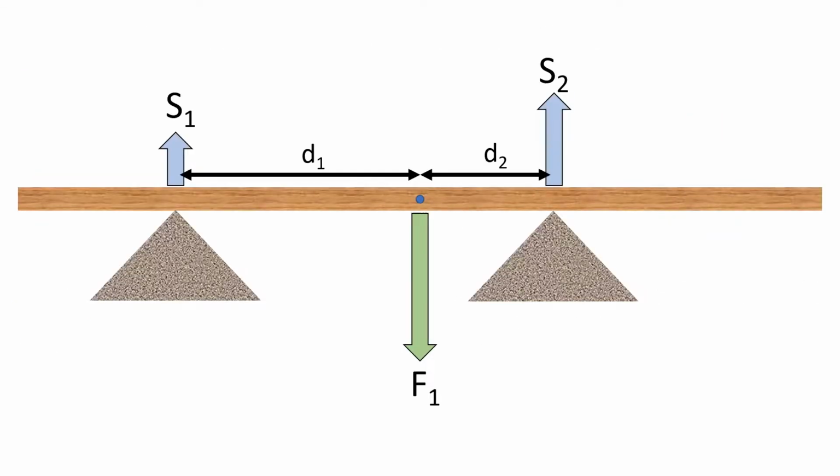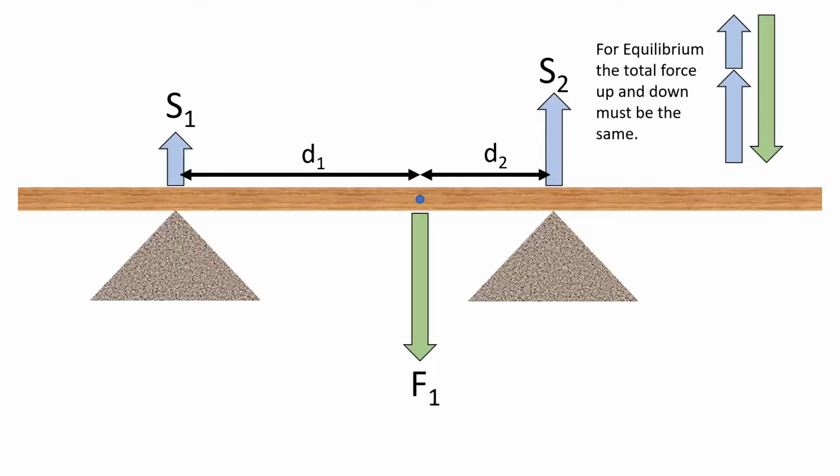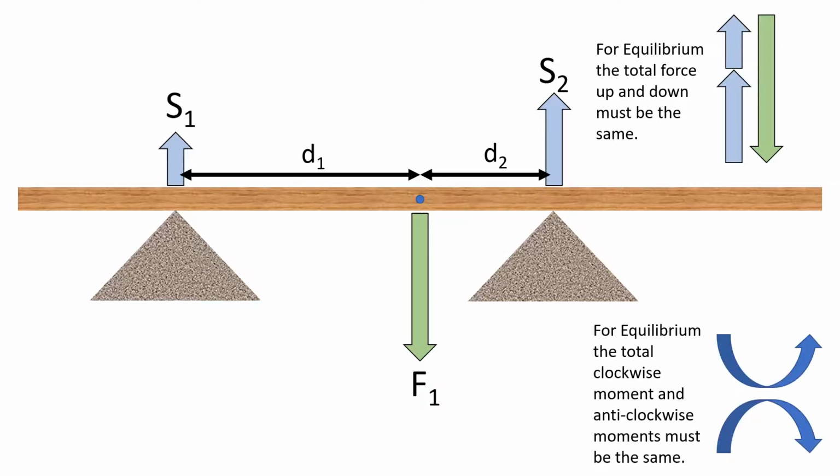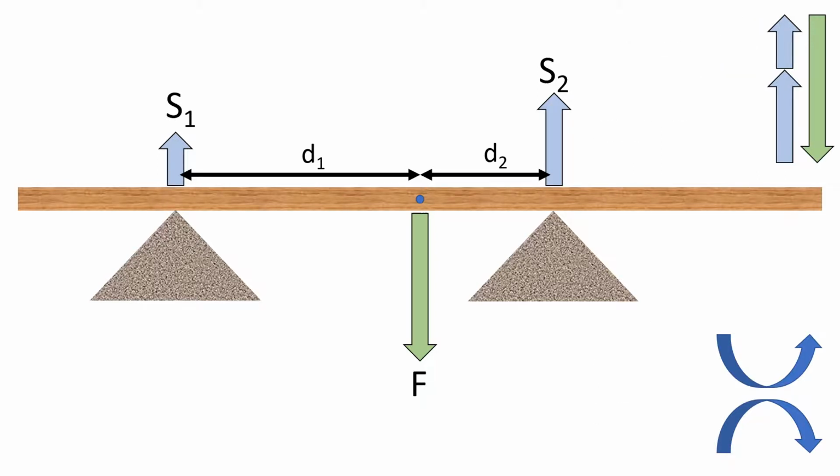The next scenario is a little more complicated. What happens if we have a rod with two supports or two pivots? In this case, we can recognize again that the total force upwards must be equal to the total force downwards for this object to be in equilibrium. We can also say that clockwise moments and anti-clockwise moments must be the same. However, there is going to be a slight difference here. Firstly, for our up force and our down force, we can simply say that F is equal to S1 plus S2.